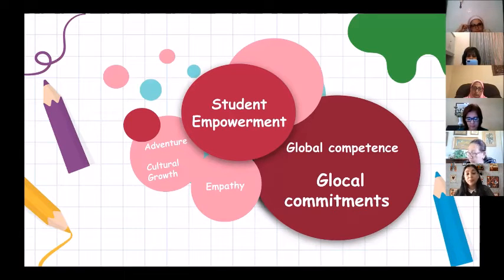Like when you ask them to think of solutions, or to think of what can you do to make it change or to solve the problem, we're empowering our students as well to do something of their own.